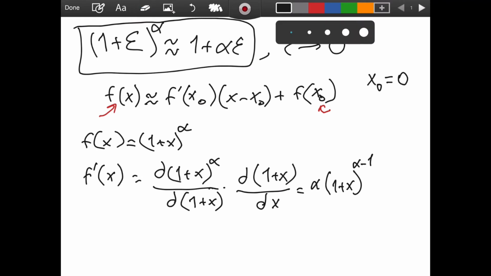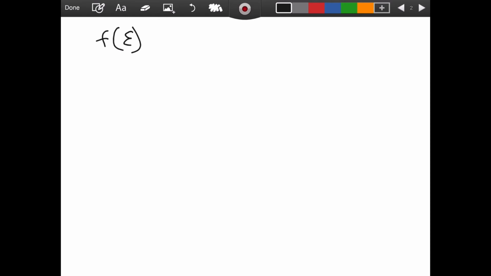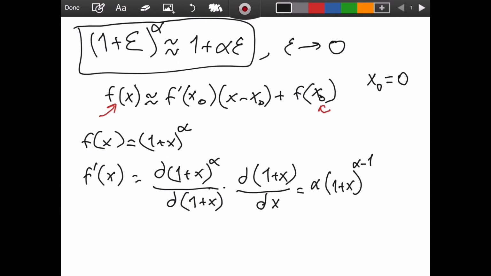Let's open a new page and start our proof there. So for f of x, we are interested in finding f of epsilon. And don't forget, epsilon isn't just a number. It is a number that is very, very close to 0. And this is approximately equal to the derivative of f at point x naught.